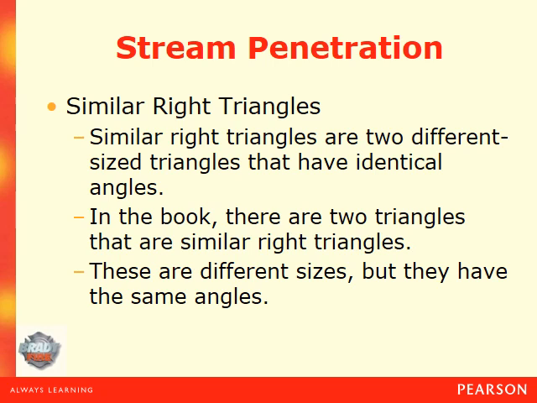Okay guys, don't cringe. Yes, I know, it's another formula. Don't pull your hair out, but it's a pretty simple one. And this goes back to the Pythagorean theorem, or simple right triangles. Simple right triangles are two different sized triangles that have identical angles. In the book, there are two triangles that are similar right angles. They're different sizes, but they have the same angle.